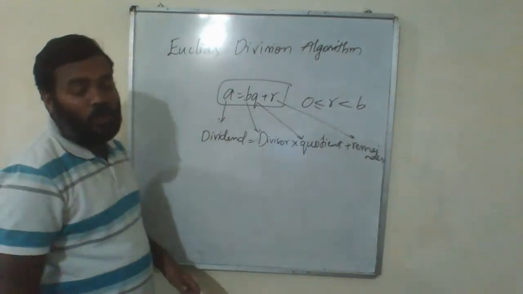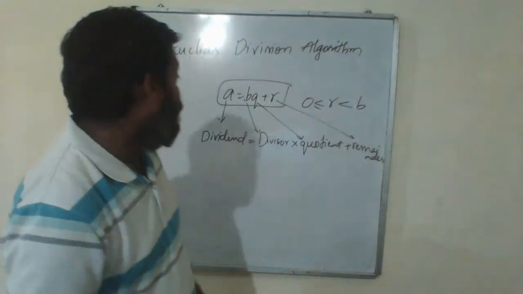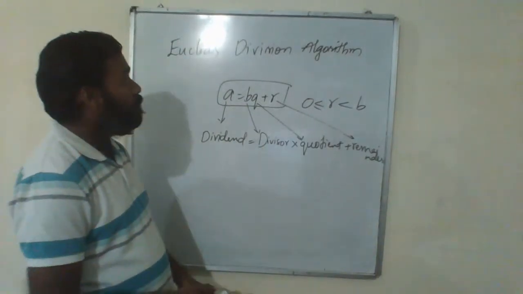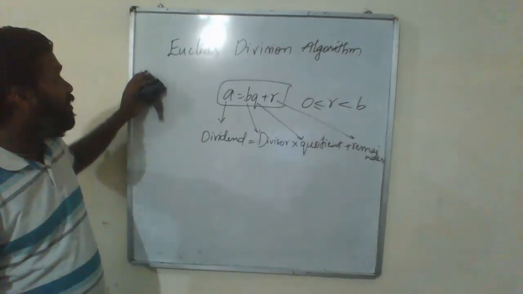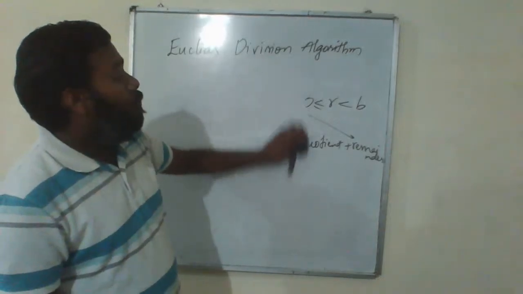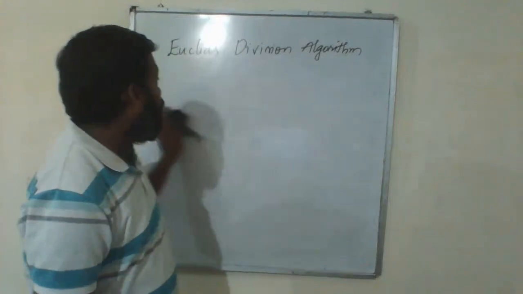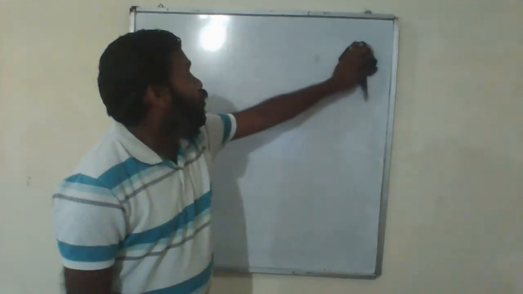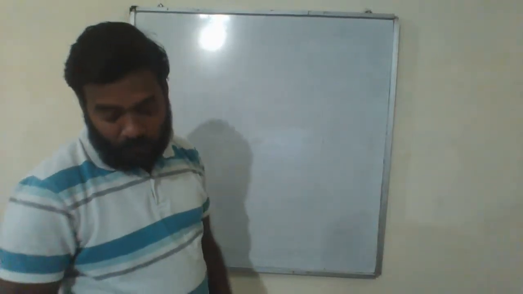By using this, we have found out the HCF of two or more numbers. By using Euclid's division algorithm, we can also find the general form of numbers, which we have discussed in the first and second classes. That is, by showing how 2n plus 1 is odd and 2n is even. Today we are going to discuss some problems regarding Euclid's division algorithm.